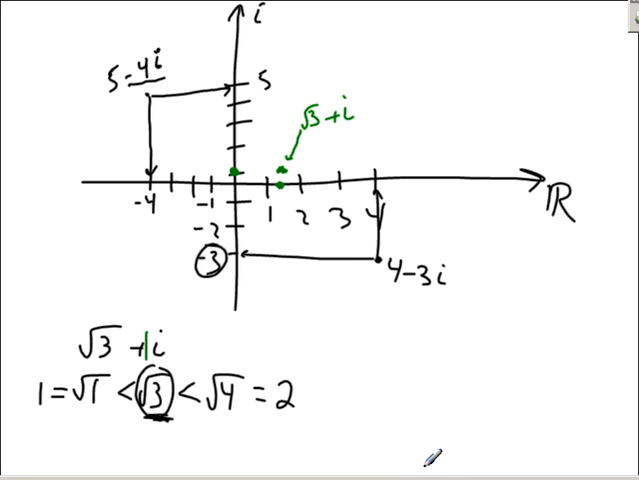Because at that point, if I go to the x-axis, not far, far away, I see square root of 3. Right there, square root of 3. And if I look to my left, I see 1. Square root of 3 plus i.